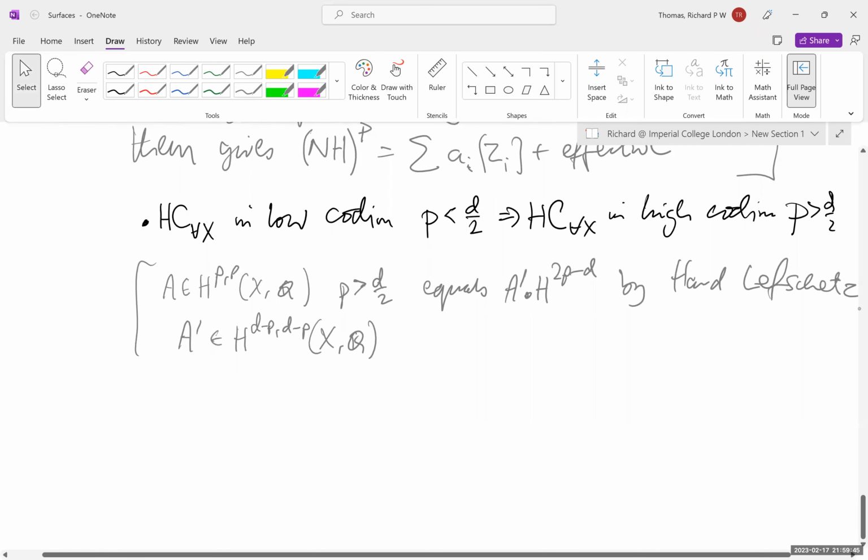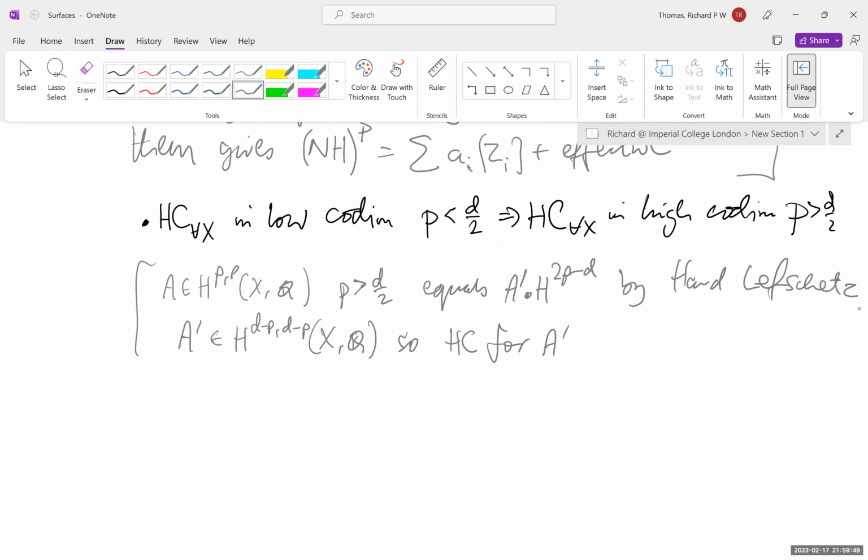Okay, so the Hodge conjecture for A primed, in other words, A primed is in low codimension. Sorry, was there a question? No. So the Hodge conjecture for A primed, which is the Hodge conjecture in low codimension, gives it for A. So I apply the Hodge conjecture for A primed, I produce some algebraic cycle representing A primed.